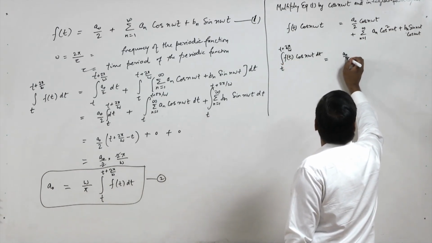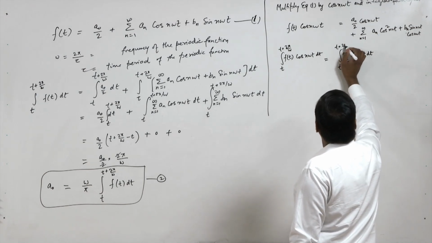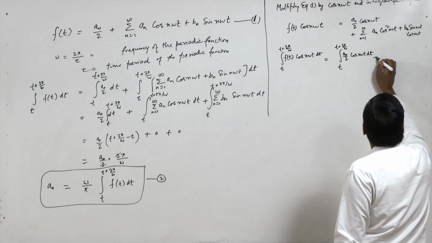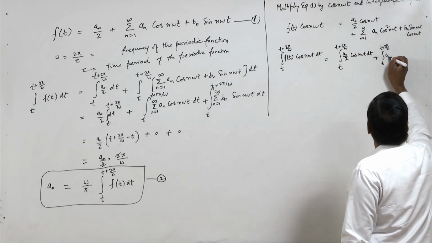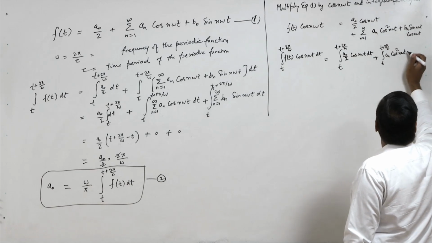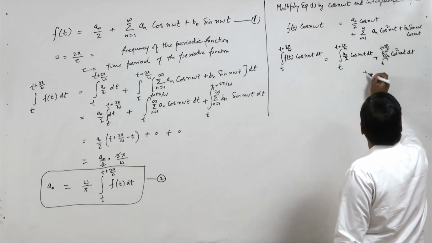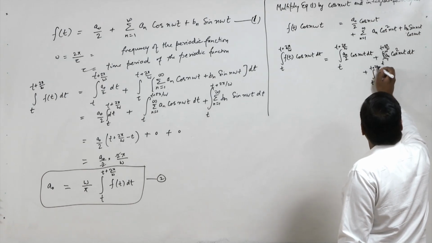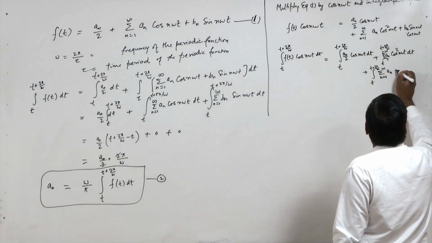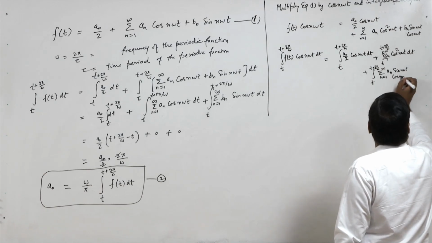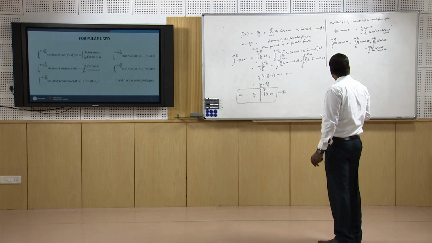So the integral of ft cos n omega t dt equals the integral of a0 by 2 cos n omega t dt, from t to t plus 2 pi by omega, plus the integral from t to t plus 2 pi by omega of the summation n equal to 1 to infinite of an cos squared n omega t dt, plus the integral from t to t plus 2 pi by omega of the summation n equal to 1 to infinite of bn sin n omega t cos n omega t dt. So this is our resulting equation.